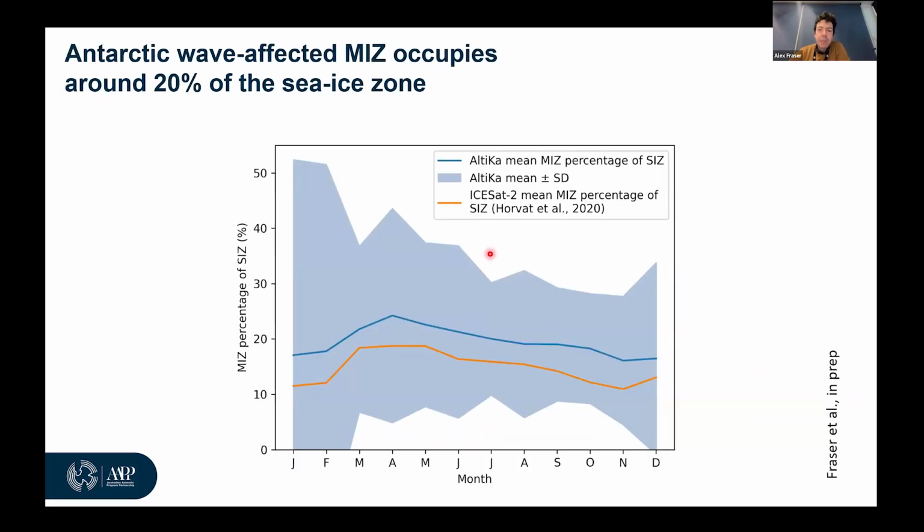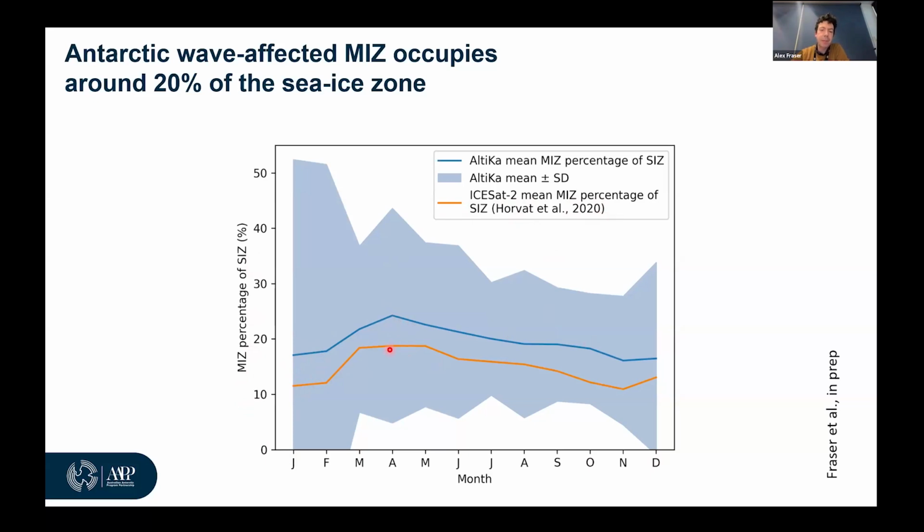And one more figure. So from Chris Horvat's 2020 paper, he used ICESat-2 in an automated fashion to look at the wave-affected marginal ice zone width. And so we're able to do the same thing here using Altica. So we've illustrated what percentage of the sea ice zone is marginal, and I've shown that by month here. And what we see is it's around 20% on average across the year, but we get the same kind of seasonality that Chris showed in his 2020 paper.